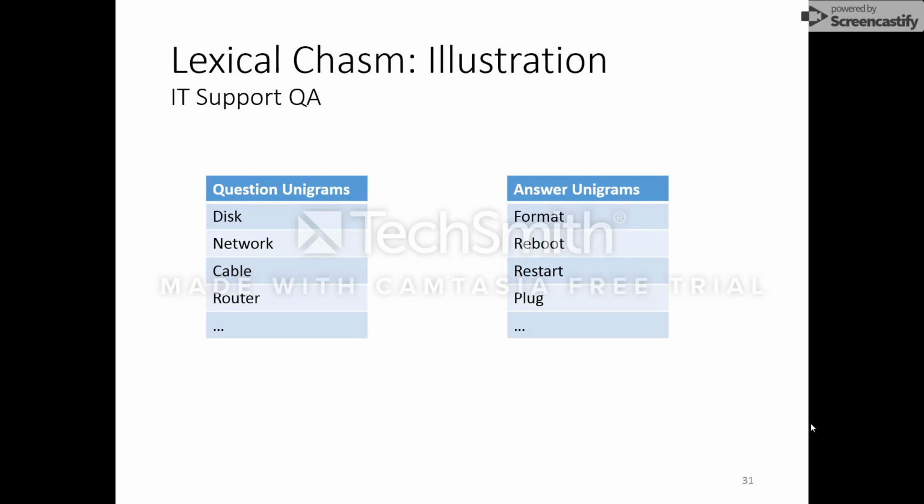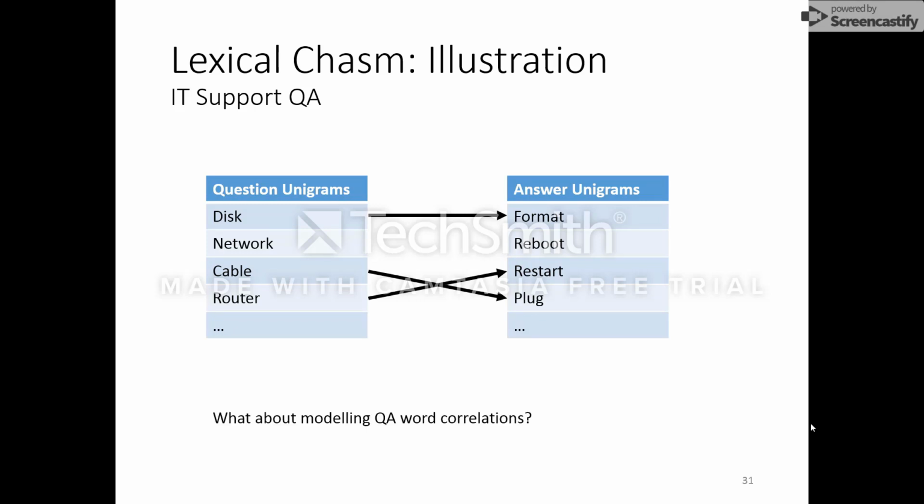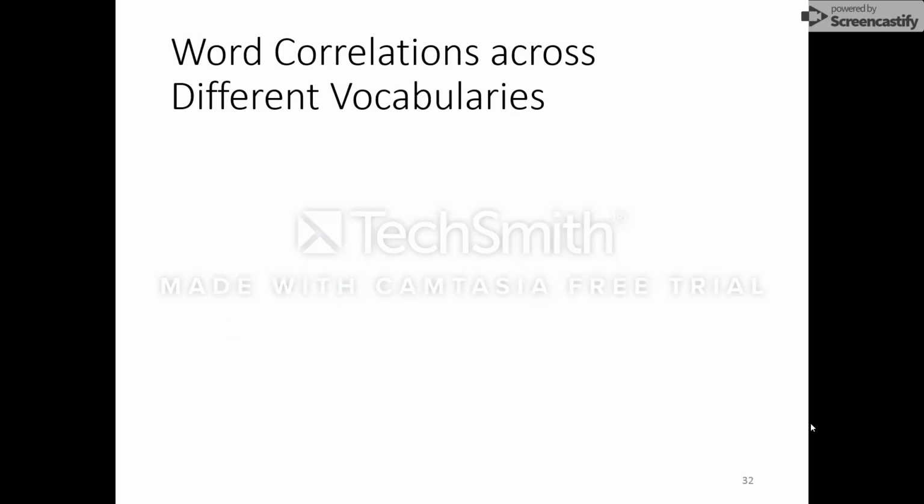As you might expect, there are interesting correlations between these words. The appearance of disk in the question might enhance the chance that a format would be part of the answer associated with that question. Similar is the case with cable and plug, and with router and restart, for example. So the intuitive next step is this: we found that looking at the number of common words between questions and answers doesn't say anything. What about modeling word correlations between the question and the answer parts, and making use of that in order to arrive at a better retrieval system?